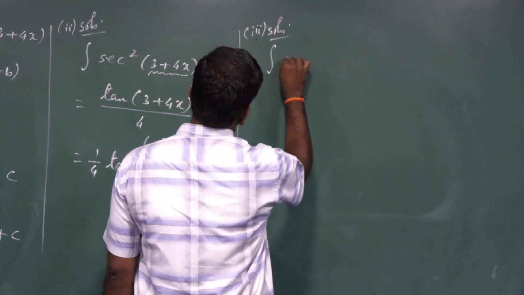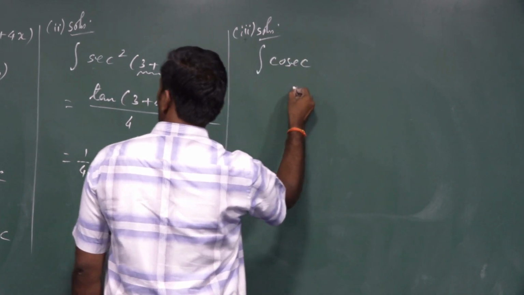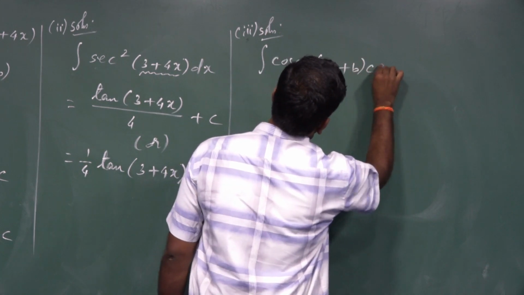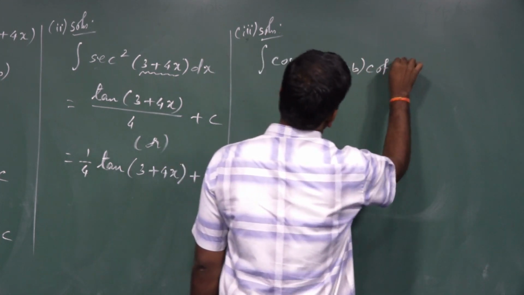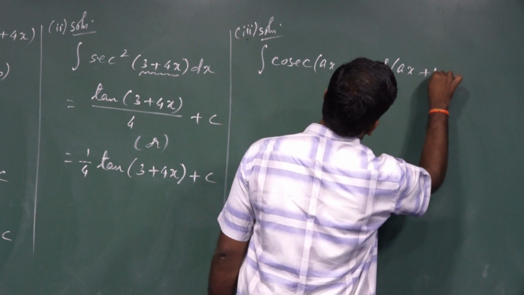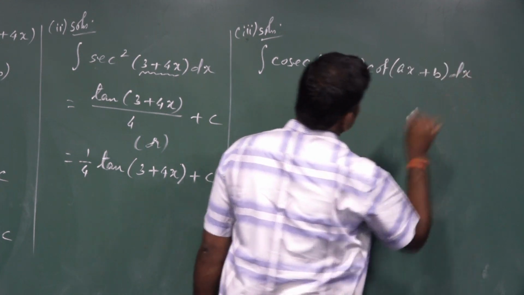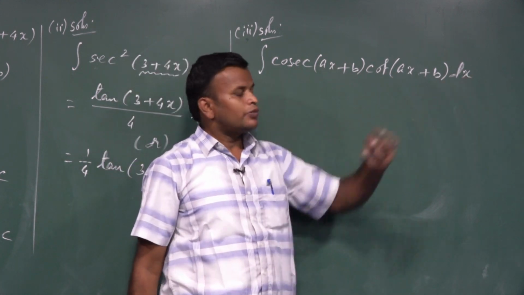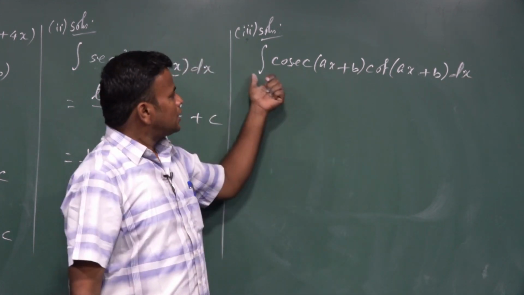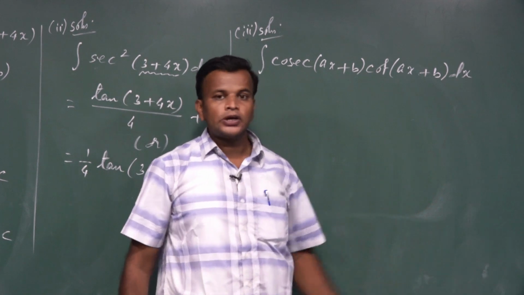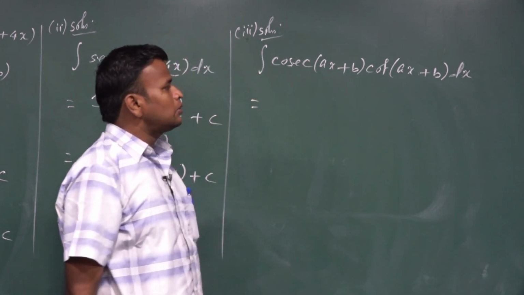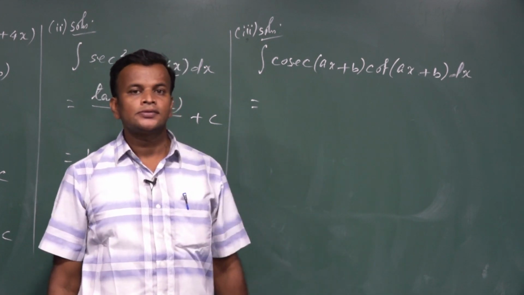Integrating of cosecant of ax plus b and cot of ax plus b. Suppose we are using the symbol of this integration, this dx term is very important. That means we are integrating all the terms with respect to x. What is the basic formula of integrating cosecant x cot x?